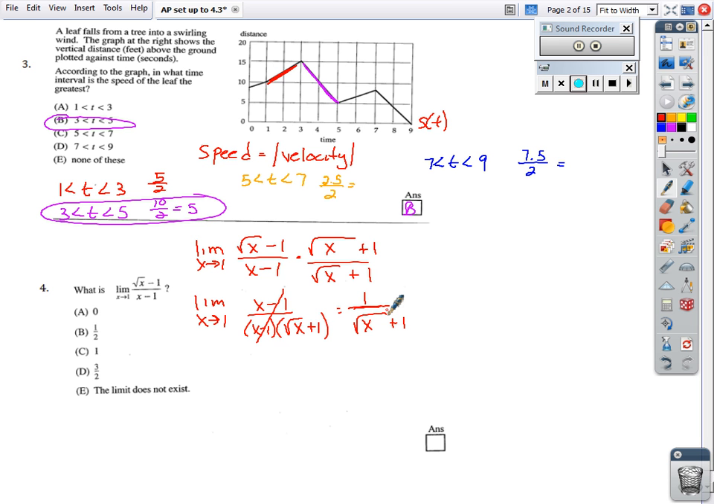And now we can use direct substitution and just plug 1 in for x, and when we do that we get 1/2. And our answer should be B. Now, you can also do it using L'Hopital's rule.